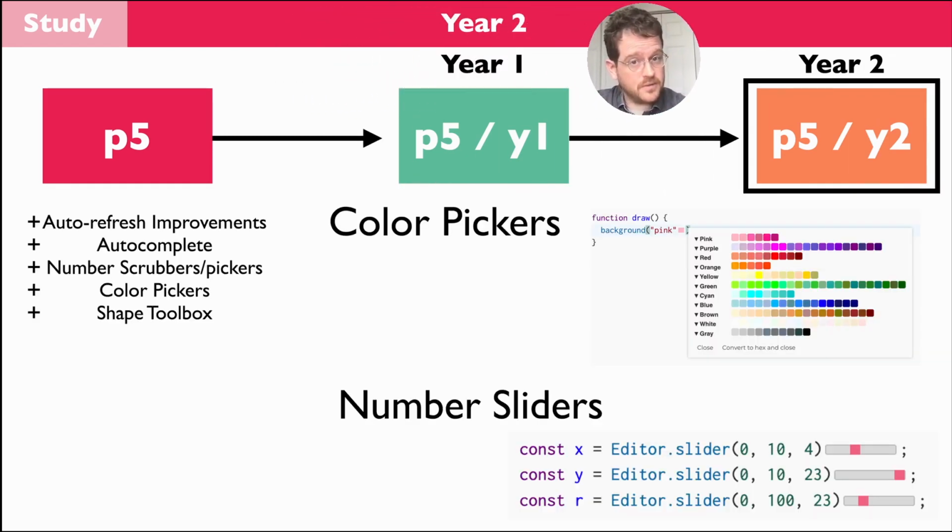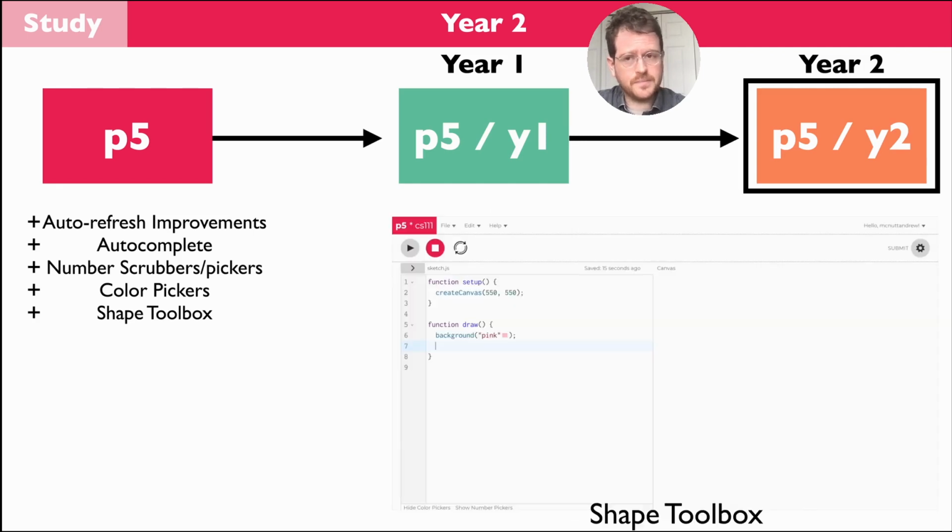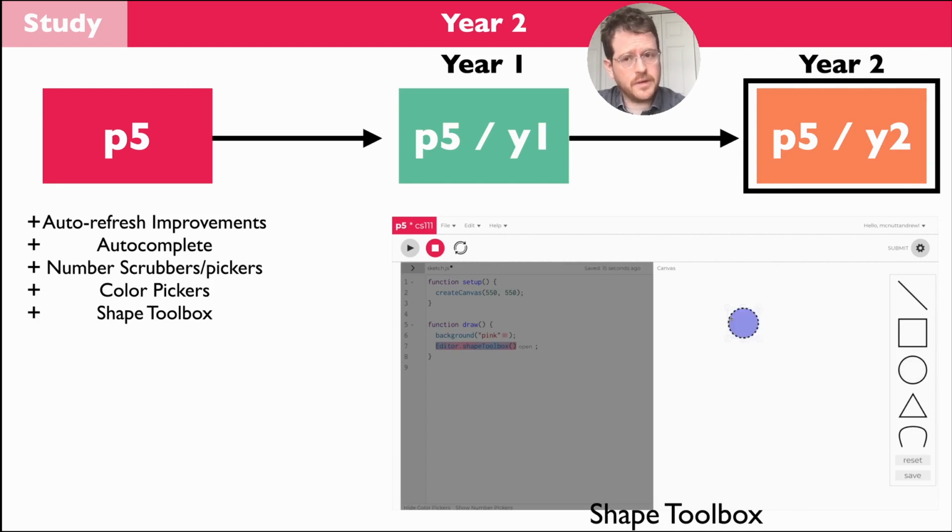Based on the results of the first year of studies, we made a number of modifications to the editor. These included introducing components like color pickers, number sliders, autocompletes, among a variety of others. In addition, we introduced some more unusual features, such as the ability to bidirectionally manipulate graphic and text. This feature is called the shape toolbox, which we see here.